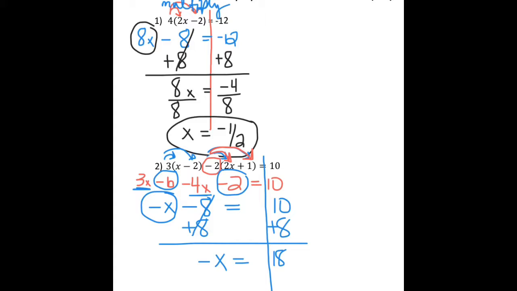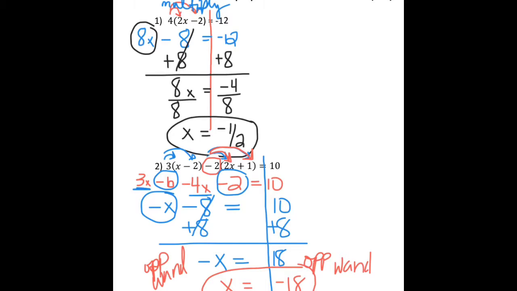Divide both sides by a negative 1, or pull out your magic opposite wand. Remember that. The opposite of a negative x is a positive x, but whatever you do on one side, you have to do on the other. What is the opposite of a positive 18? Negative 18.